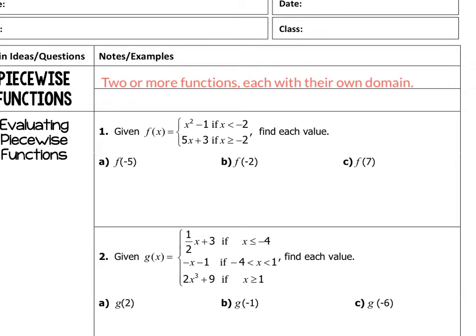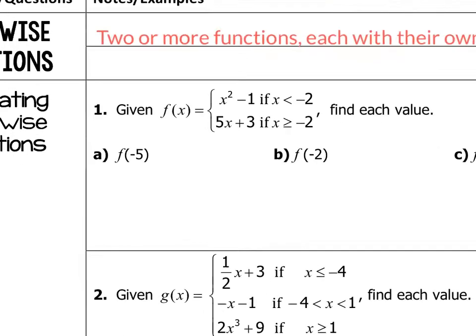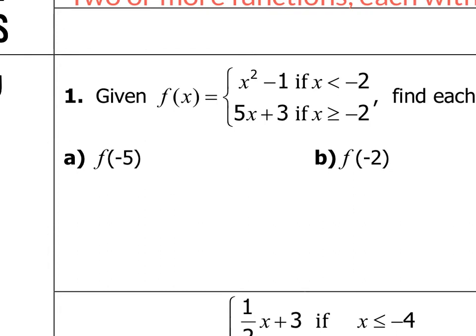Okay, so we're going to start off, we're going to evaluate negative 5. You've got to determine where negative 5 falls into this piecewise function. On this one, it falls into the top one, the x squared minus 1, because negative 5 is less than negative 2. Okay, so you look at the domains that each thing has, and the x squared minus 1 has this where x is less than negative 2. Well, negative 5 is less than negative 2. So what you do is you plug in negative 5 for x in this function.